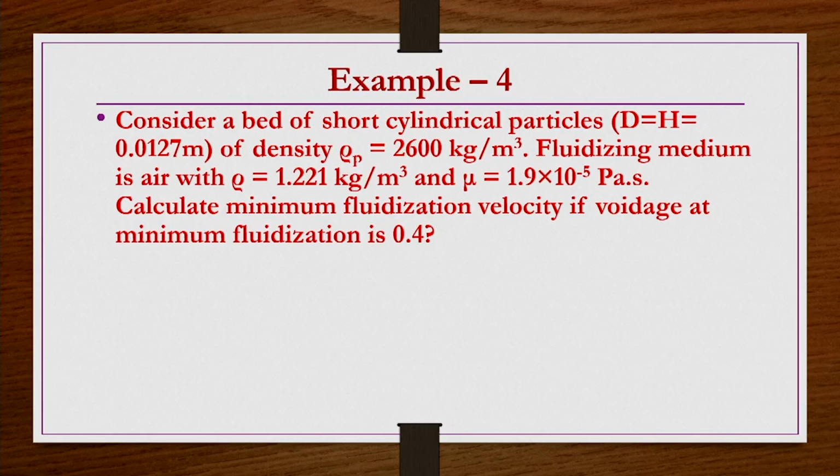Okay. Now, we take another example problem, quite similar, but here we use short cylindrical particles where d and h of the cylindrical particle are equal to each other, and that value is 0.0127 meters. Density of the particle is given, the fluidizing medium is air, and density and viscosity of air are also given. The minimum fluidization velocity has to be found if the voidage at minimum fluidization condition is 0.4. So, everything is known here, but the particle is not spherical. So, we have to find the sphere volume equivalent diameter dp, and then we have to find phi s. Phi s we have already found in one of the previous chapters for a short cylinder as 0.847.